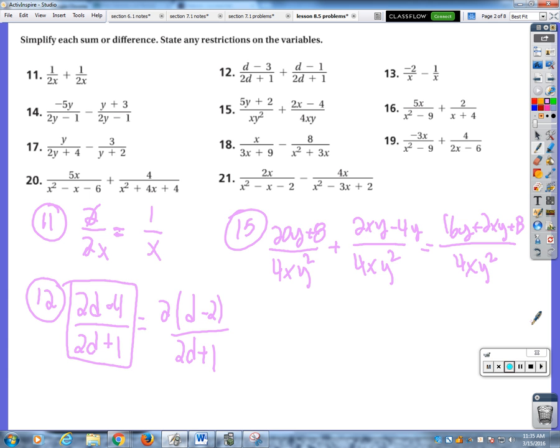Okay, but there is one tiny little thing that we can do. What can I factor out of all of this? A 2. So I can factor 2 out of there. 16y divided by 2 is 8y.